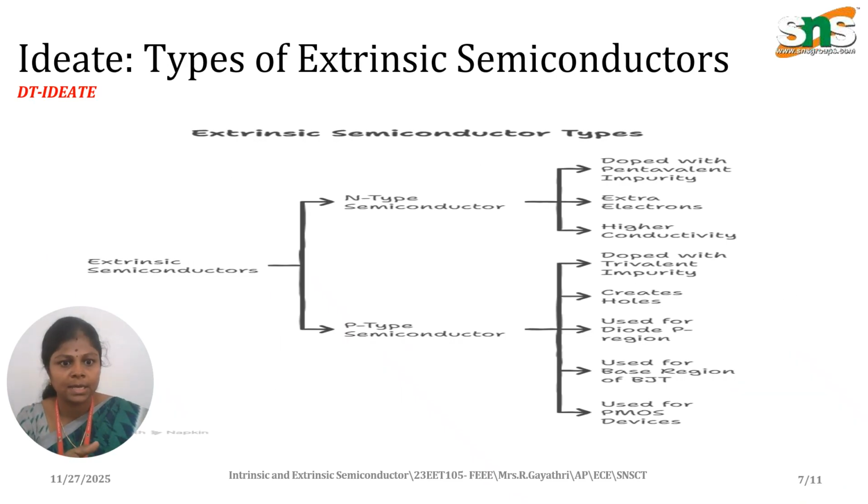And coming to the extrinsic type, which we have already discussed, there are n-type semiconductor and p-type semiconductor. In the n-type semiconductor, the dopant, a pentavalent impurity, is added, so that there will be extra electrons, and there is a higher conductivity in that n-type semiconductor. And coming to the p-type semiconductor, we are adding the trivalent impurity, which creates holes in the p-type semiconductor, and it is used for diode p generation. And basically the p-type semiconductor plays the vital role in transistors, as well as it is used in CMOS technology, and CMOS is classified into NMOS and PMOS technology.